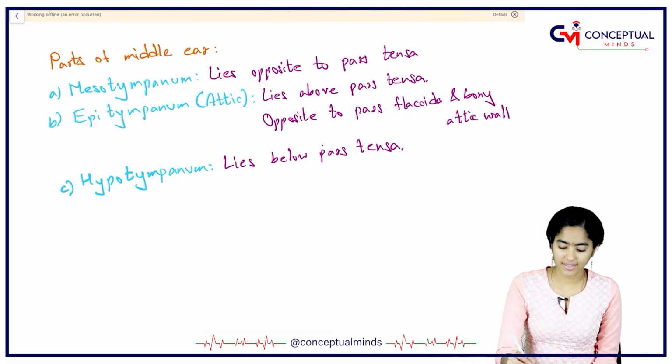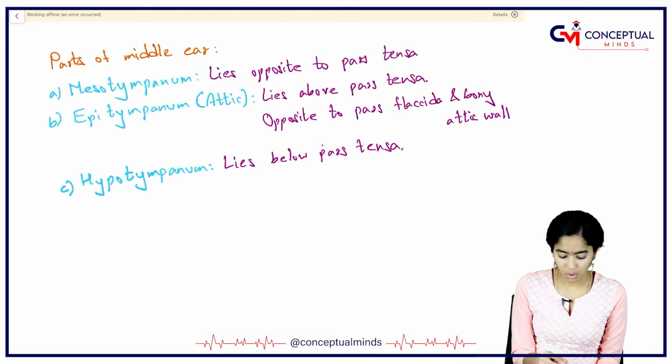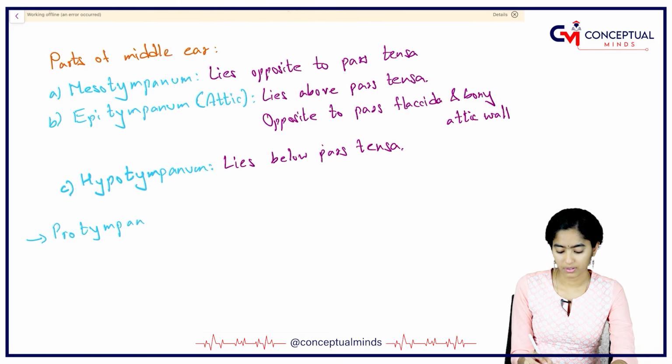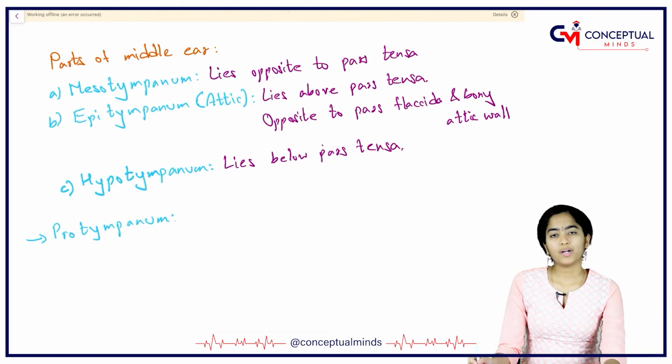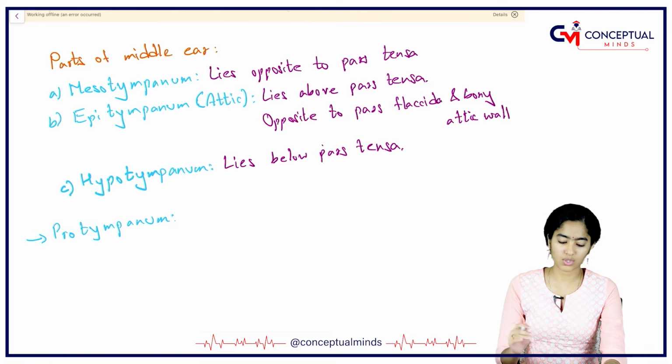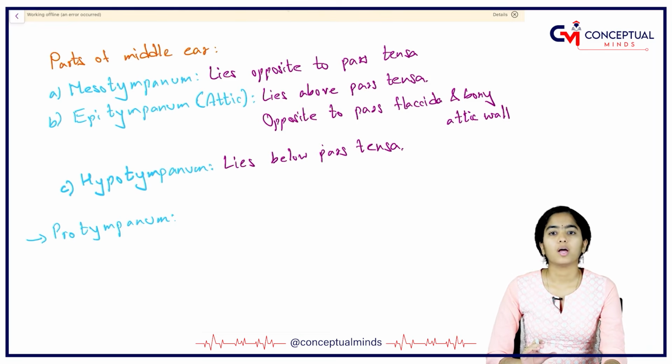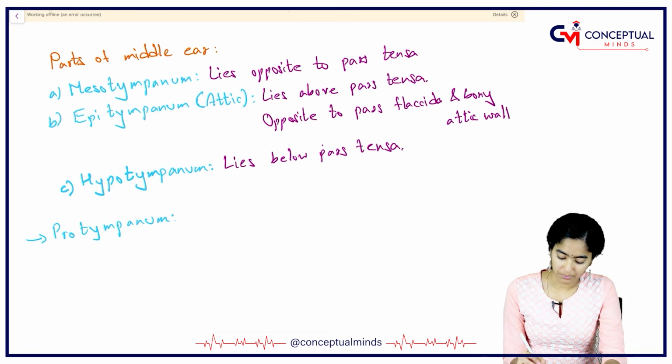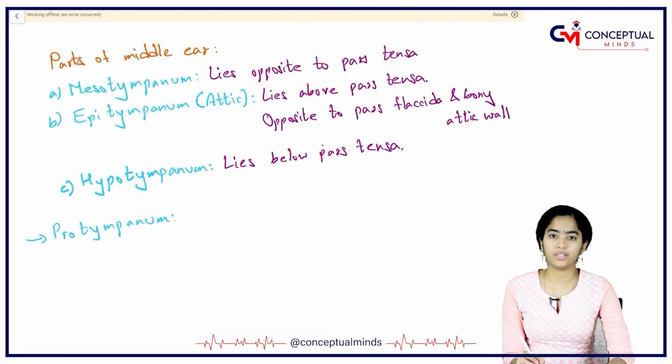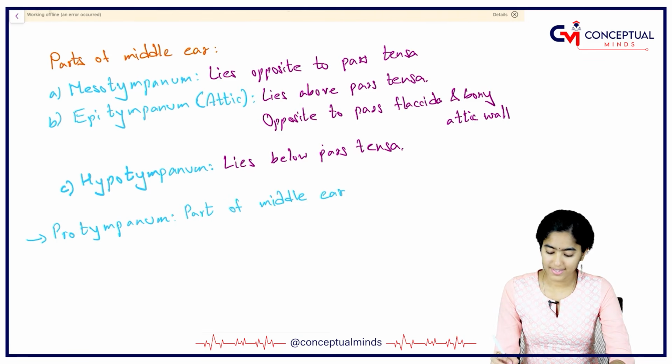Along with these three, there is another term called as protympanum. What is protympanum? Protympanum is that part of middle ear which surrounds the opening of the eustachian tube. It is not exactly a part of middle ear, but that's a term that you have to understand. It is that part of the middle ear present at the opening of eustachian tube.